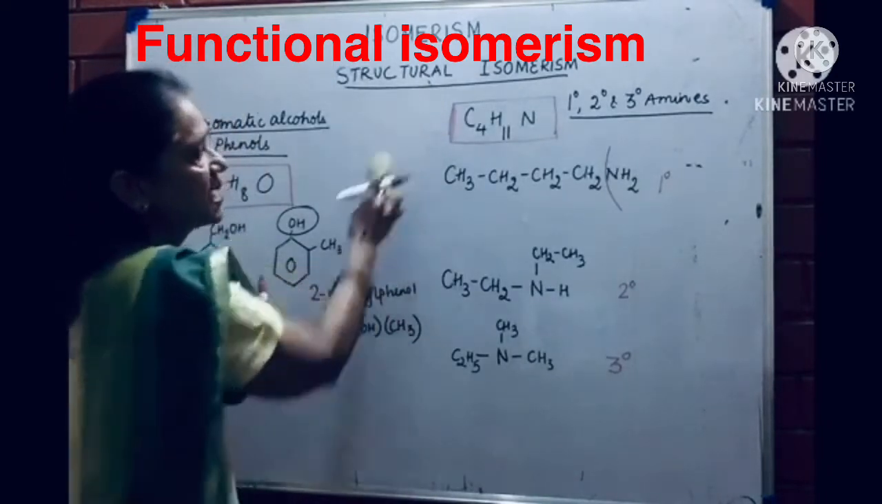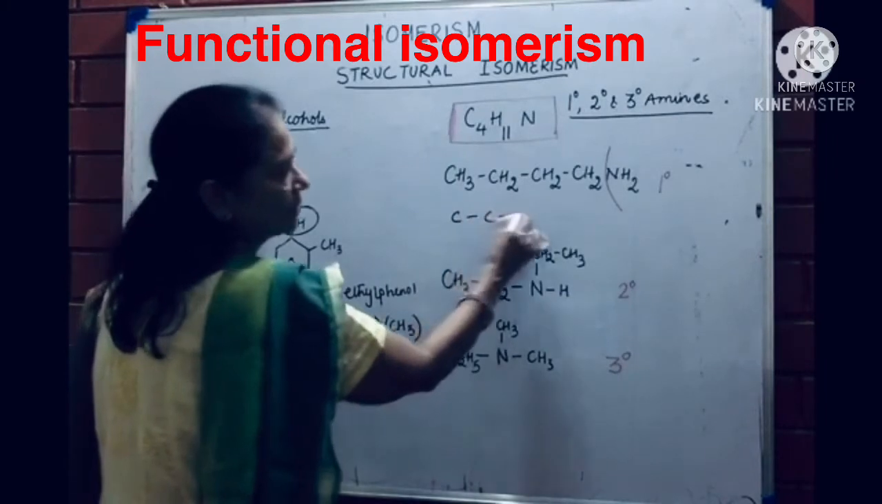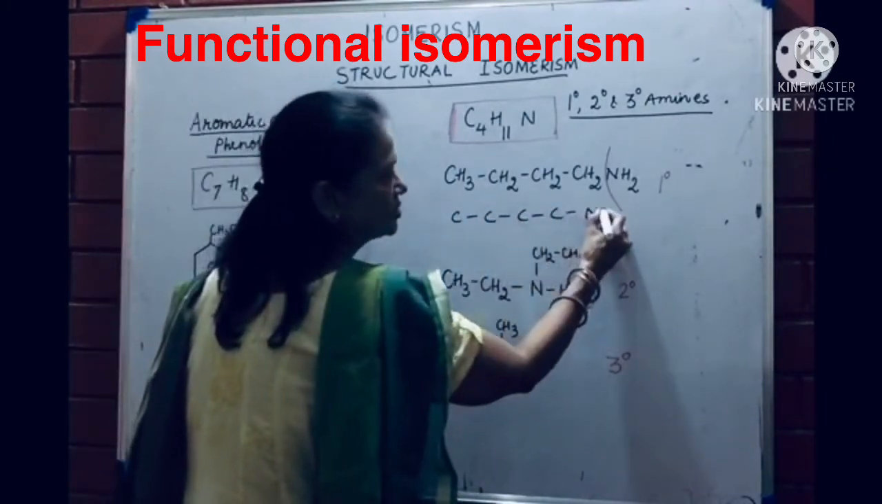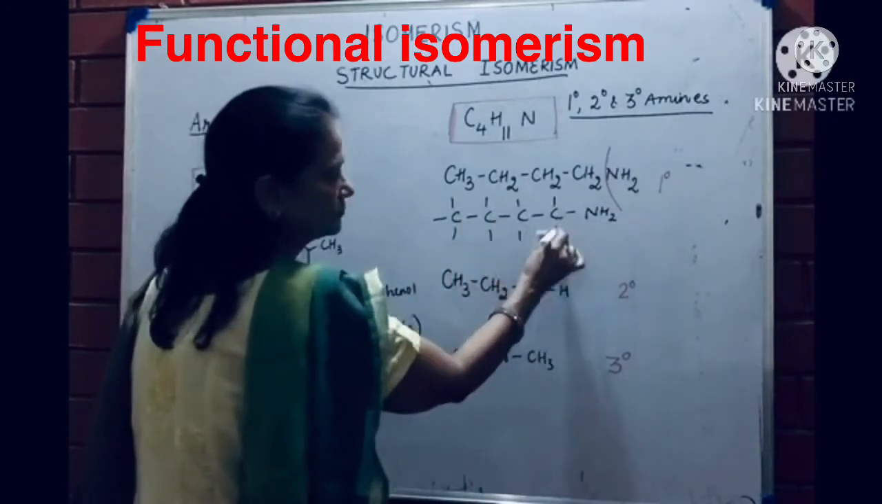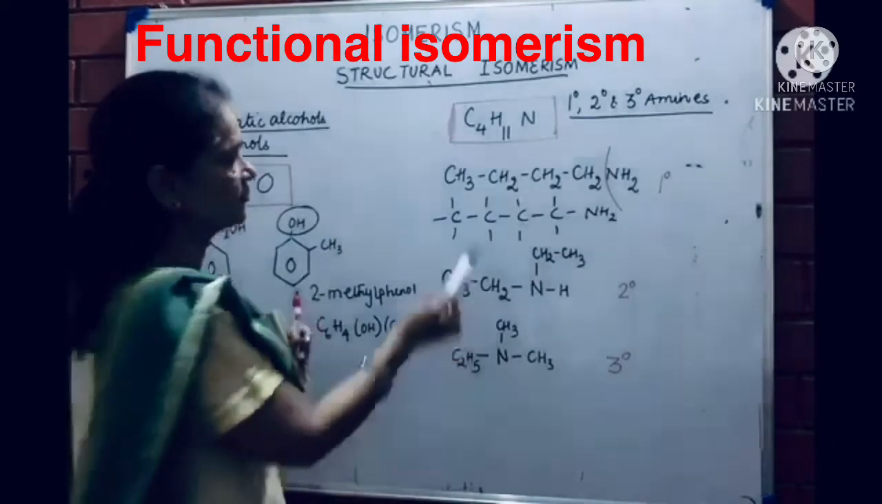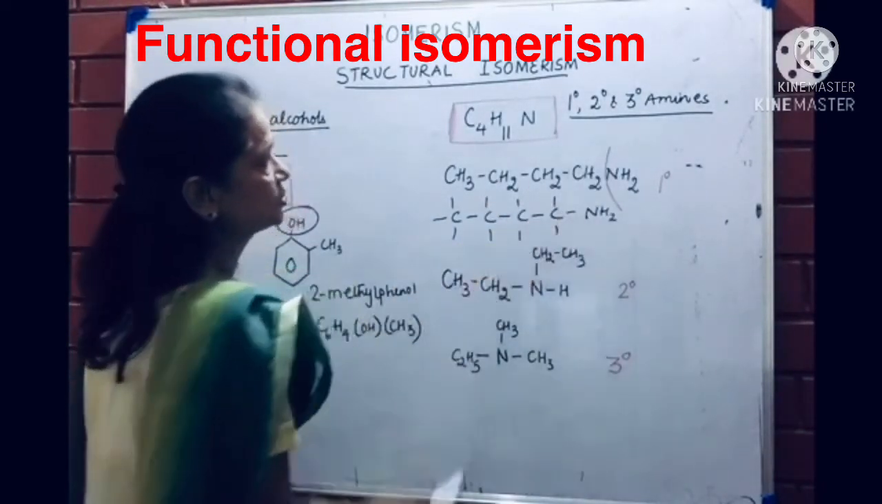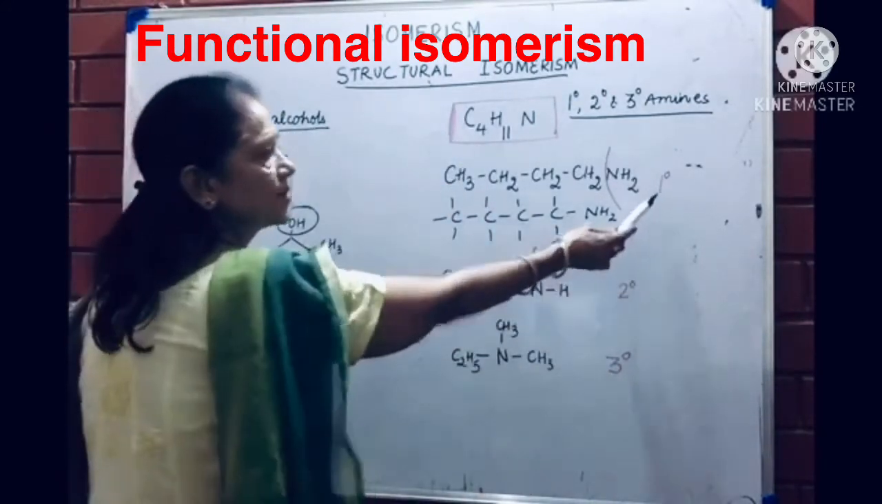So when it comes as an amine, I've taken 4 carbon atoms. When you make an amine, make it like this: 4 carbon atoms in a chain and then put the NH2 group here. Now attach hydrogens. So CH3, CH2, CH2, CH2, NH2 fits into this molecular formula, which is a primary amine.